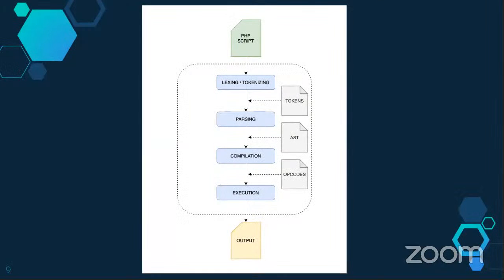This is the representation of the whole process. We have the PHP scripts, then the script being sent or run. Then we have the lexing or tokenizing, which converts the script to tokens. Then it goes through parsing, which converts it to the AST. Then we have the compilation, which converts the AST to opcodes, then the execution, then we have the outputs.